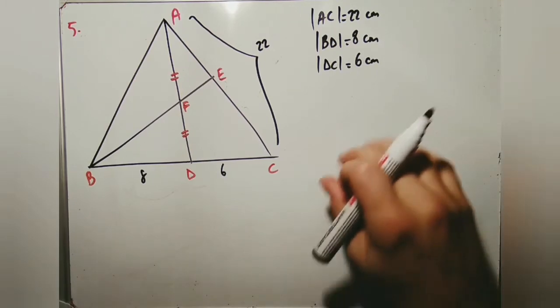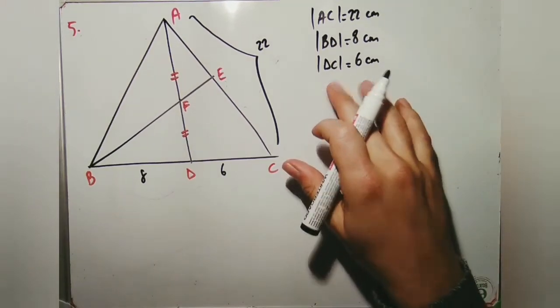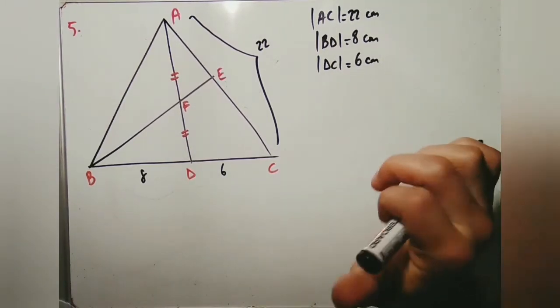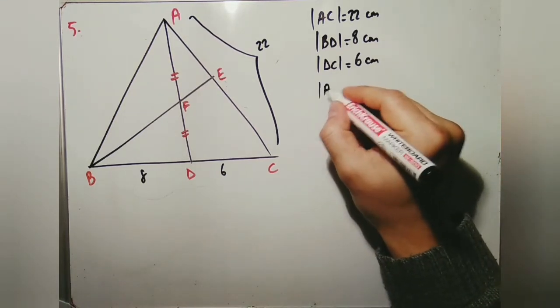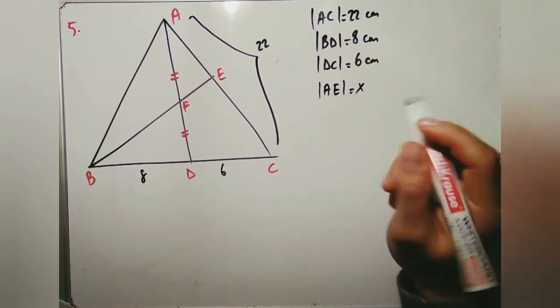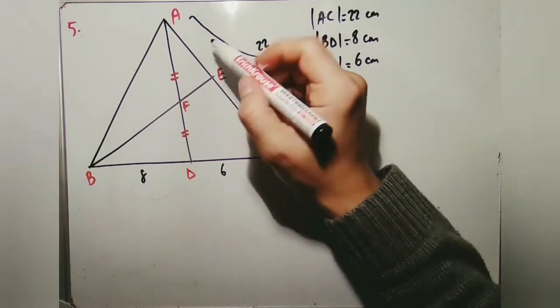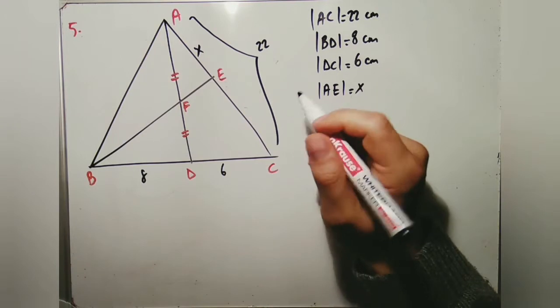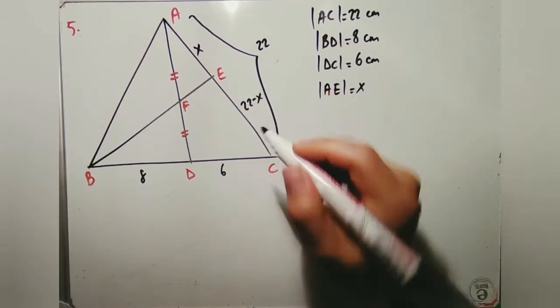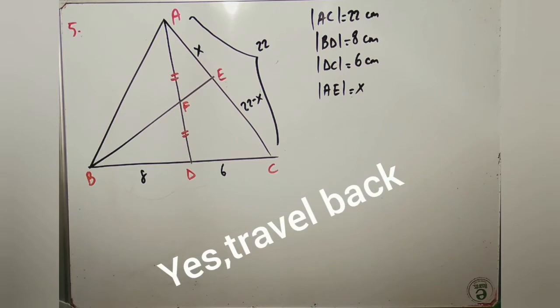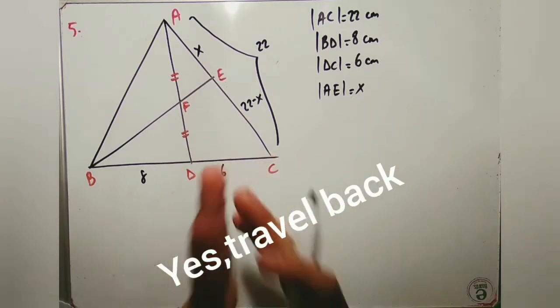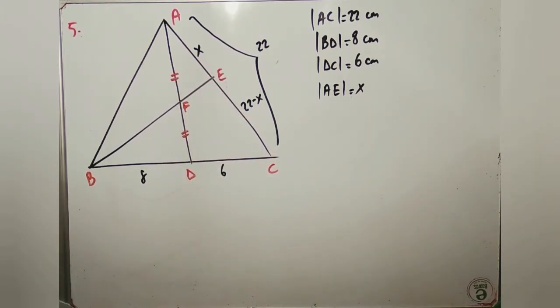For question 5, AC, BD, and DC are given as 22, 8, and 6 centimeters respectively. And we are going to find the length of AE. Let me represent it by x. So if AE is x, EC will be 22 minus x. To solve it, maybe we will go back in time. Remember our previous lesson, what we have done. I gave you Ceva, Stewart, and Menelaus's theorem.